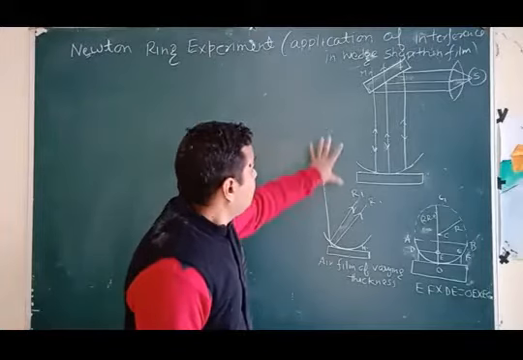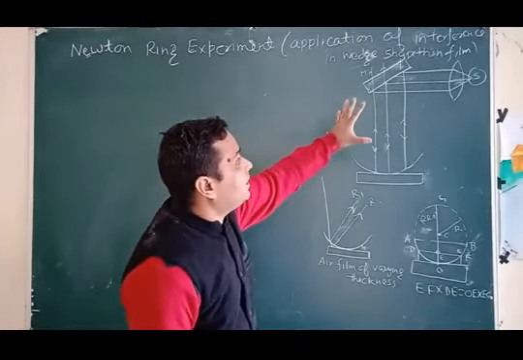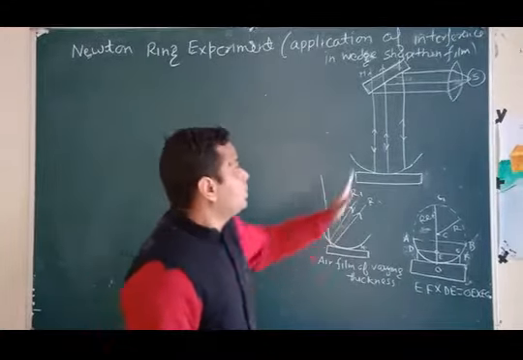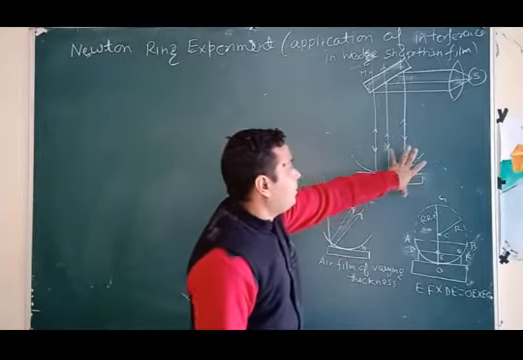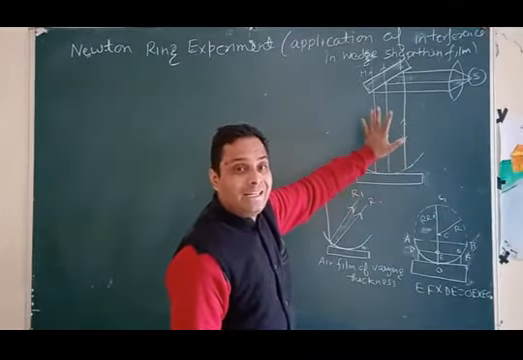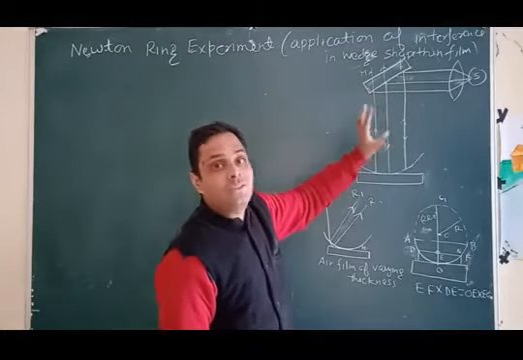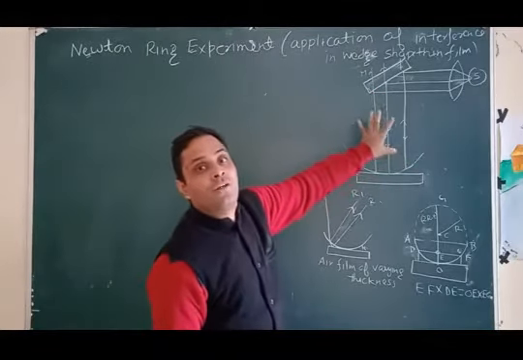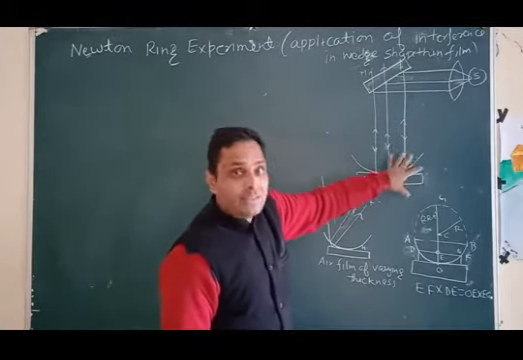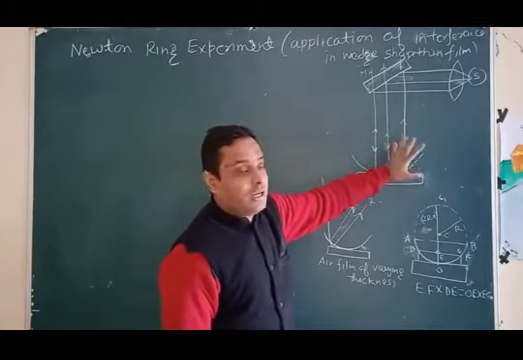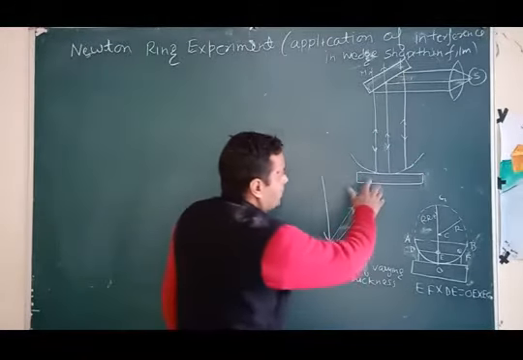Now, this is the most important because it is the application of interference in wedge-shaped thin film. Newton gave us this experiment through which we can easily calculate the wavelength of an unknown source and the refractive index of a liquid or any substance, etc. So here is the Newton ring experiment setup.